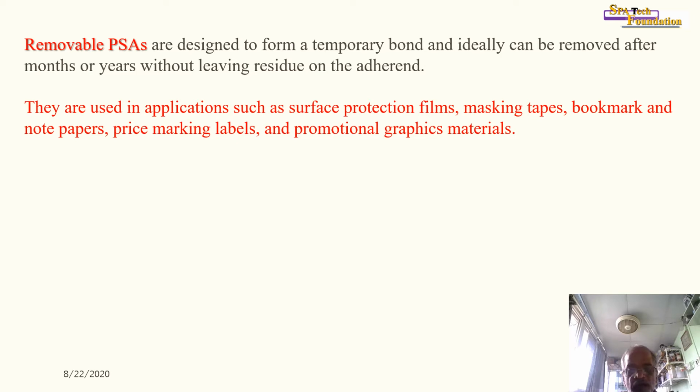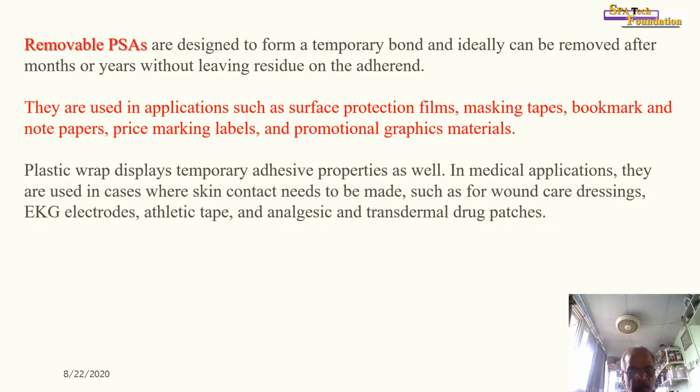Removable PSS are designed to form a temporary bond and ideally can be removed after months or years without leaving residue on the adherent. They are used in applications such as surface protection films, masking tape, bookmark and note papers, price marking labels, and promotional graphic materials. Plastic wrap displays temporary adhesive properties as well.